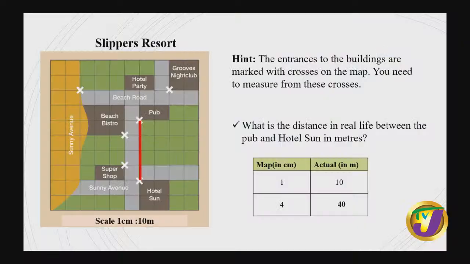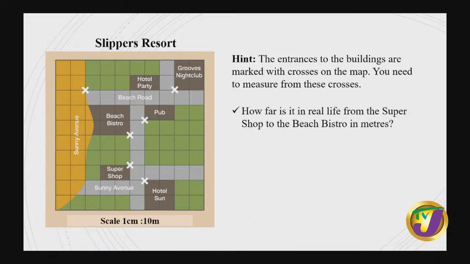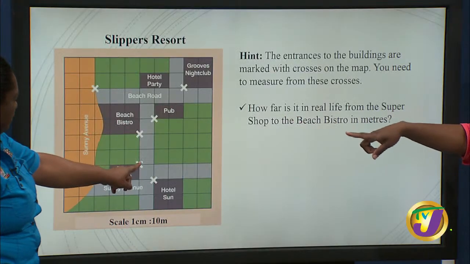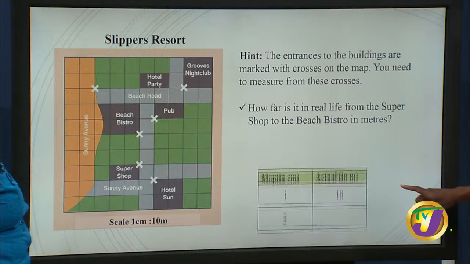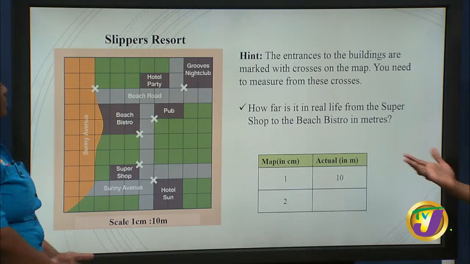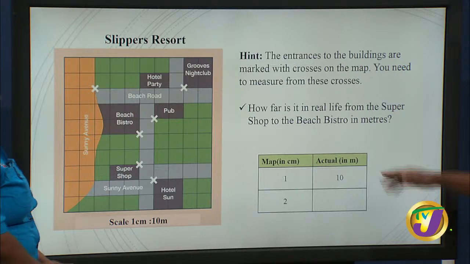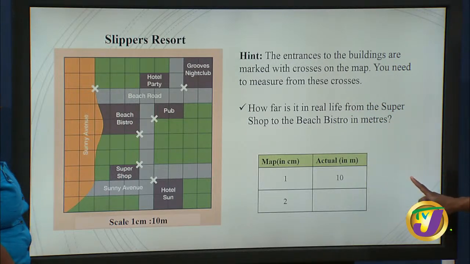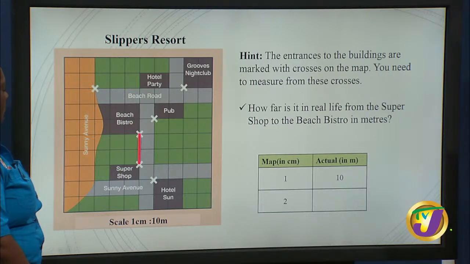Now, if I had this information when I went for my trail, I would not have found myself in such agony. So let's go. The second question says, how far is it in real life from Super Shop? We identify the entrance to Super Shop, which is right here, to the beach bistro in meters. And of course, we're again using a table to help clarify the information. Tables are quite helpful. But first, we need to identify the locations, and that's it right there.